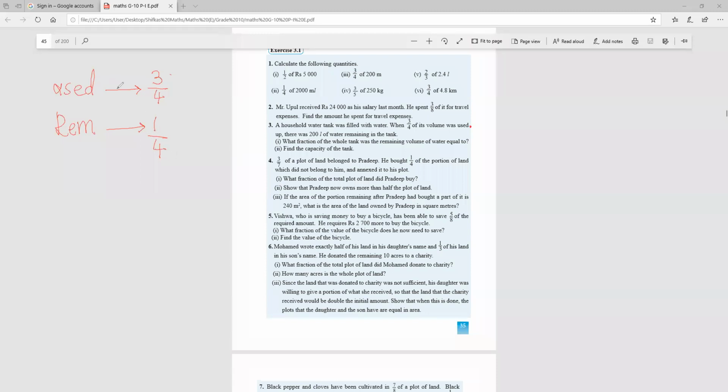It is like that, the remaining. Total number is 4. Out of 4, 3 portions are over. The balance remaining is 1/4. To find the remaining, if you have any difficulties, you can ask.